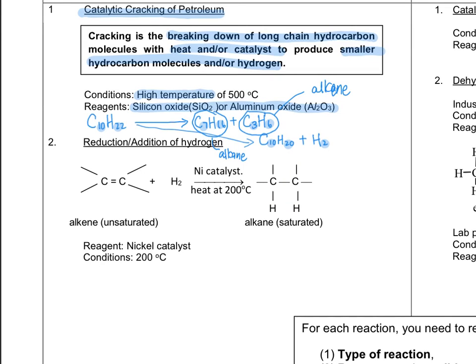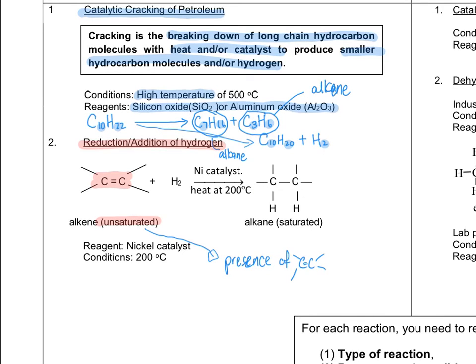Now, the second way of preparing an alkane is actually your reduction or addition of hydrogen reaction. So what I have here is I need to start with an alkene, which is unsaturated. And just to recall, or if you have not heard about this before, the word unsaturated means there is a presence of carbon-carbon double bond. An alkene is always unsaturated because you have a carbon-carbon double bond.